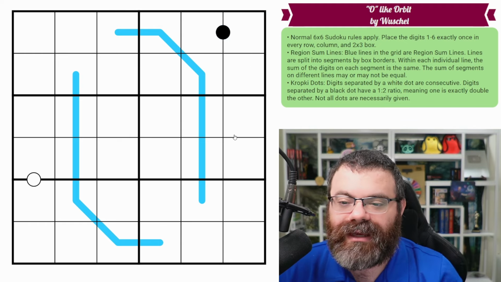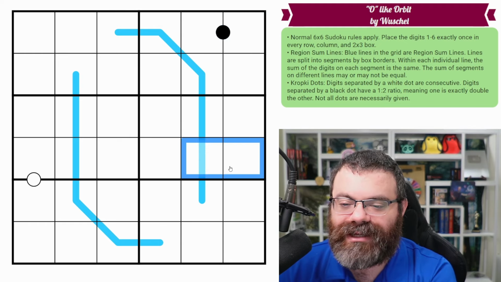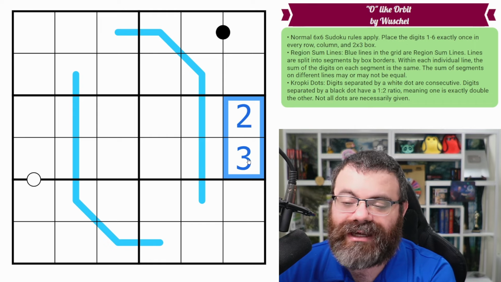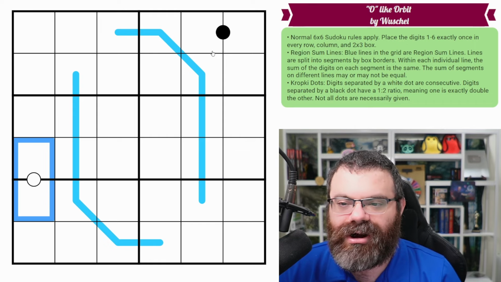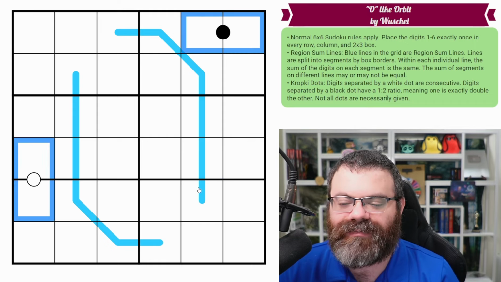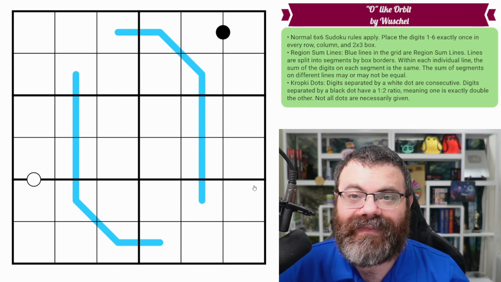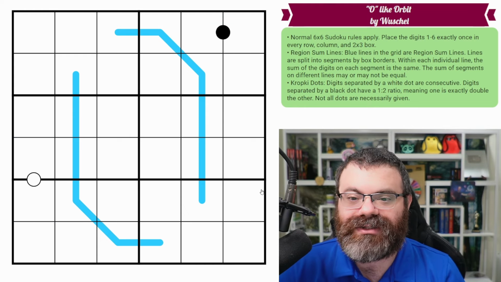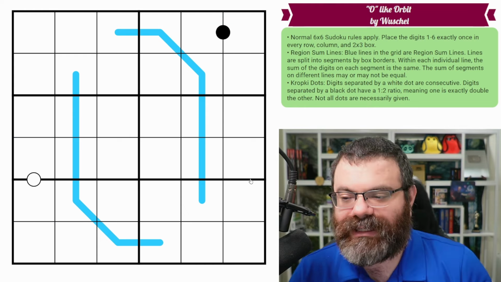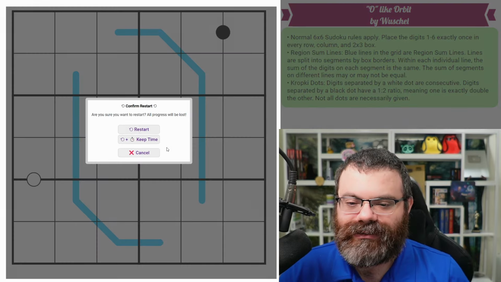Order doesn't matter. We can also have 2, 4 here. If there's no black dot, we could have 2, 3 here. If there's no white dot, that's perfectly fine. We're not given all of the dots. It's just these dots are telling us about these specific cells. And that's it. Those are the rules. There is a link in the description if you'd like to try the puzzle yourself. And I'm going to get started right now.